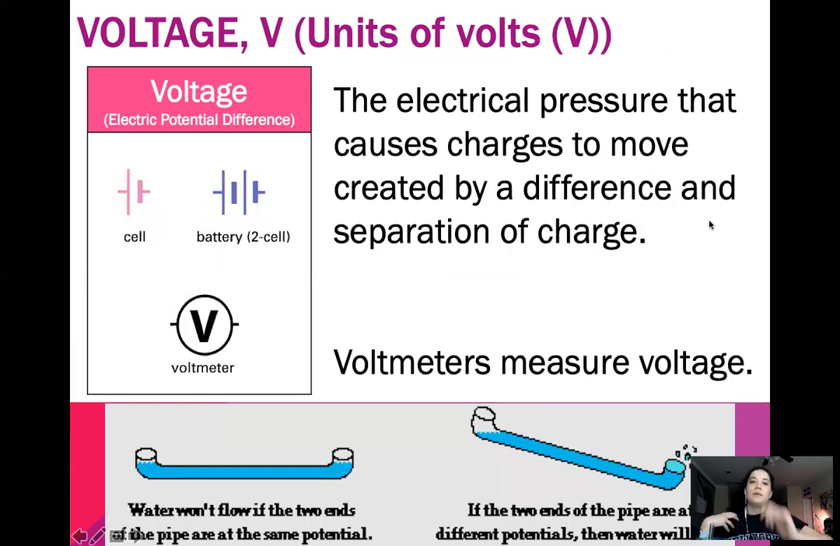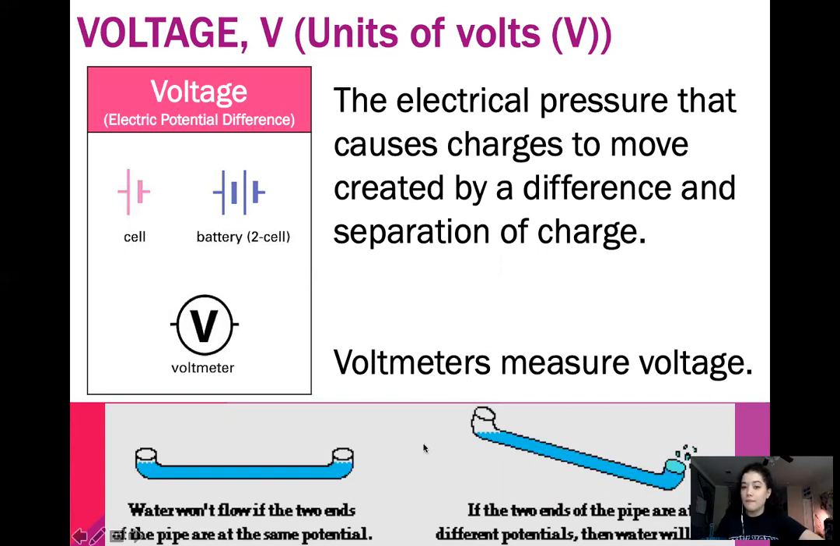All right, next up, voltage, capital V. Please note that this is capital V, not delta V. There is a difference, all right? Voltage is the electrical pressure that causes charges to move, and it's created by a difference and separation of charge. So it's created by an electric potential difference, delta V. But the actual thing that we are measuring, voltage, is just V.